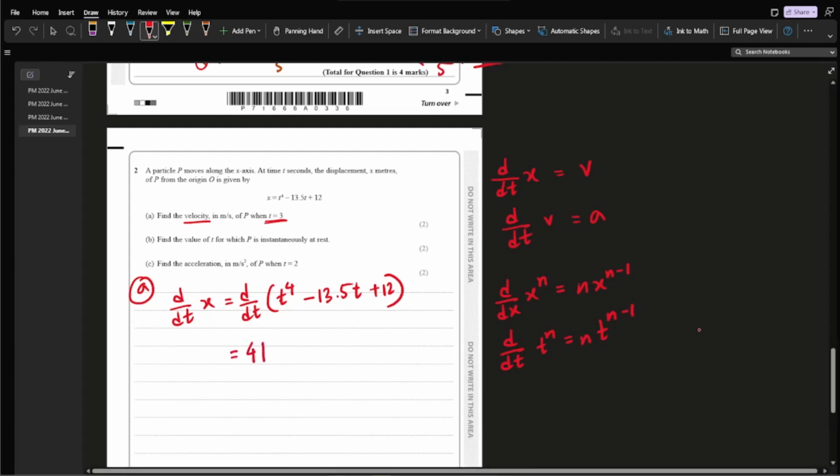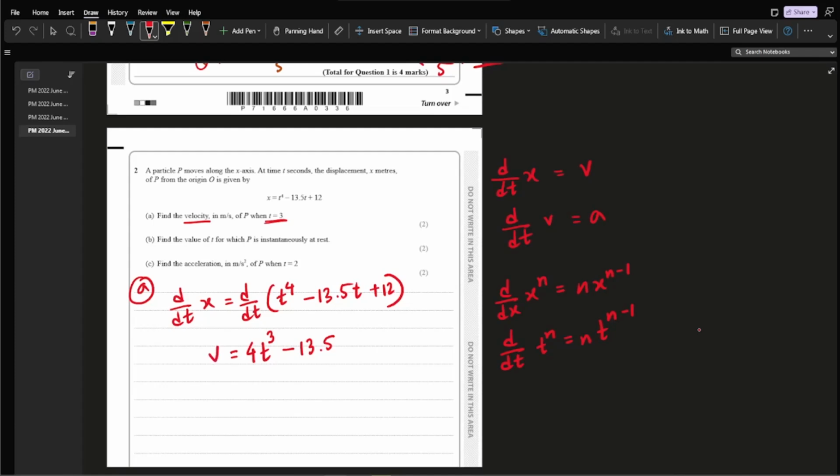So 4t to the power n minus 1, which is 4 minus 1 equals 3, minus 13.5 into t to the power 1 minus 1, t to the power 0, which is 1. I'm not writing it, and the constant becomes 0. So this is our velocity. Now that we know the velocity of P at any given time, we can just plug in t equals 3 to find the velocity at t equals 3.